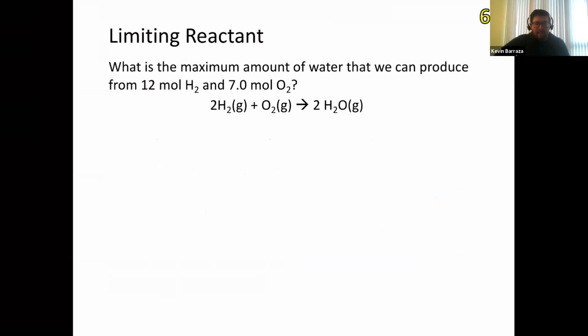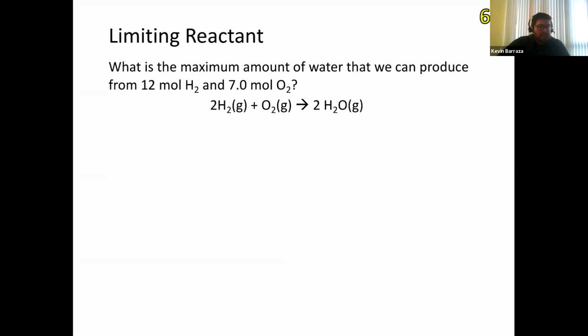So let's take a chemistry example to see how we do that without the bikes, without the wheels, without the frames, whatever. Let's do one just with moles of a reactant and a chemical equation. So what is the maximum amount of water that can be produced from 12 moles of hydrogen and 7 moles of oxygen? And here's our balanced chemical equation.